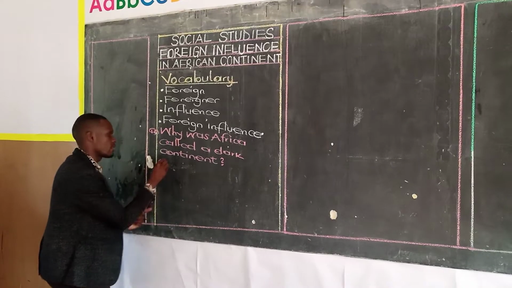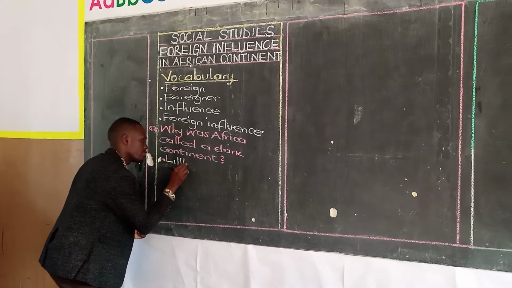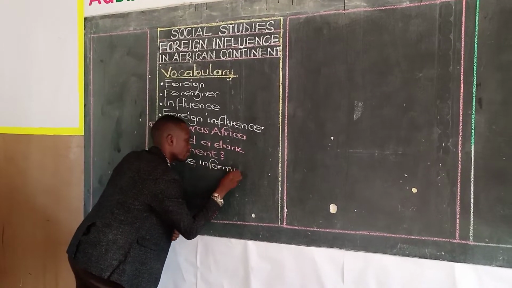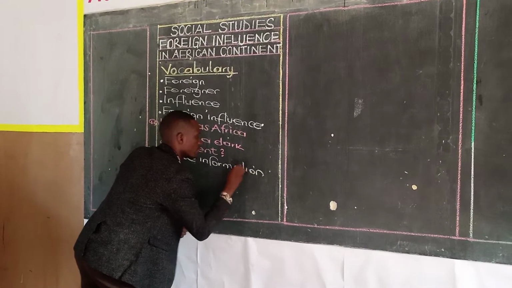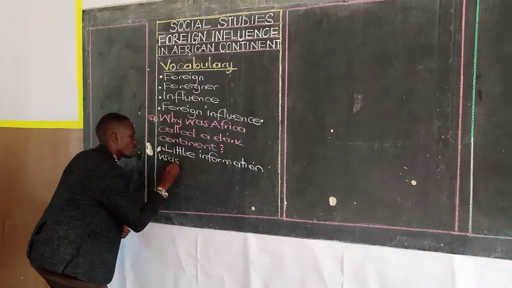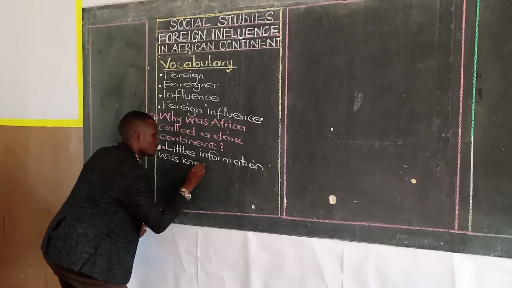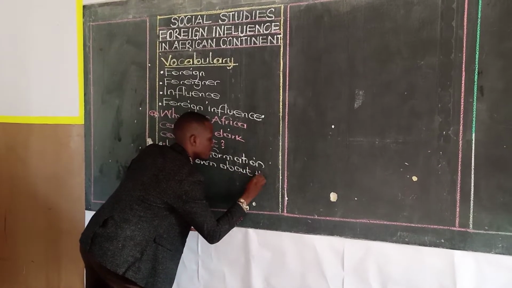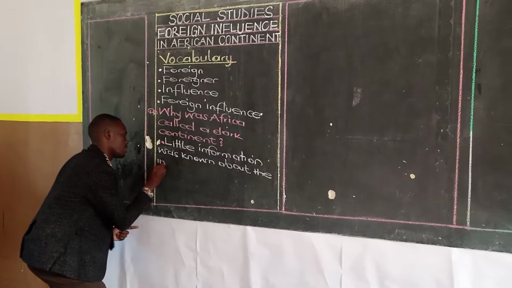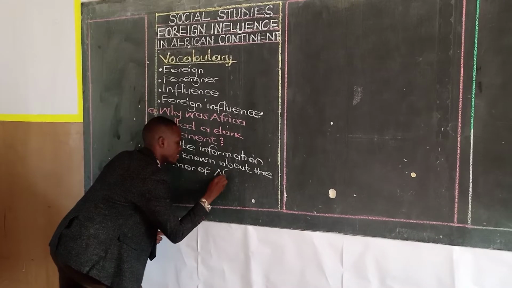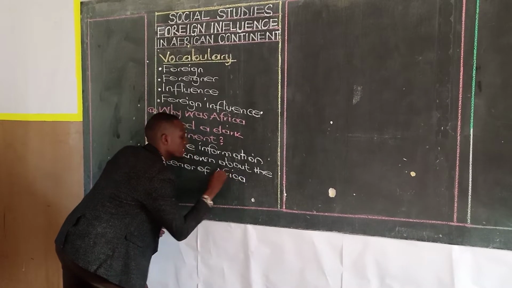So we can write down and say: little information was known about the interior of Africa. So little information was known about the interior of Africa.